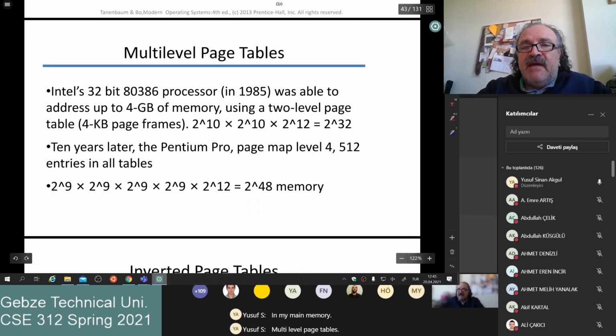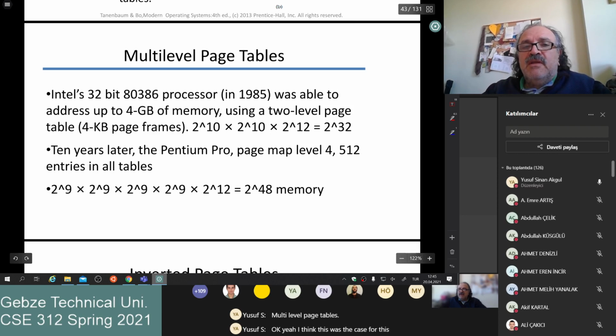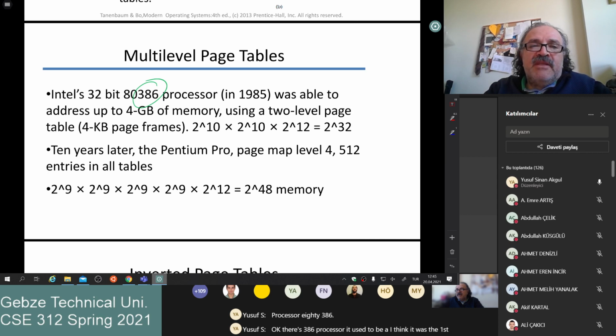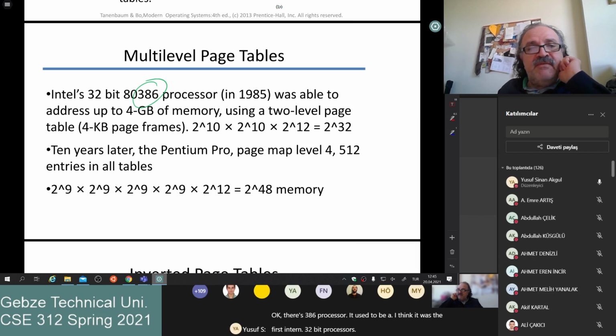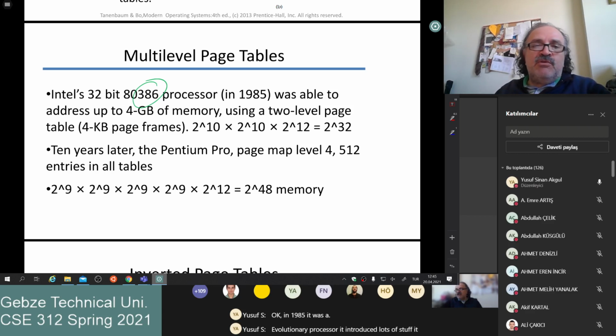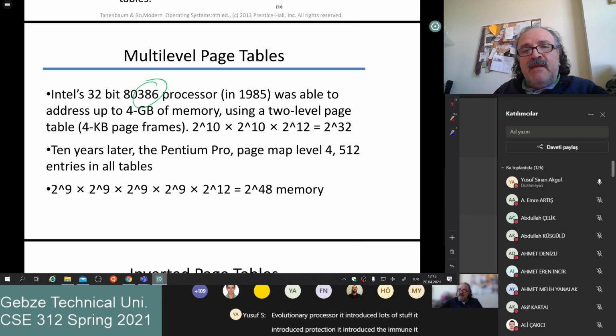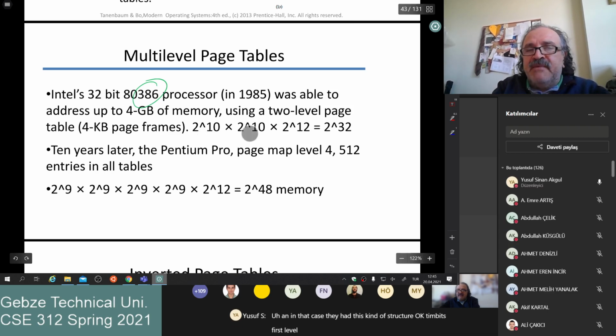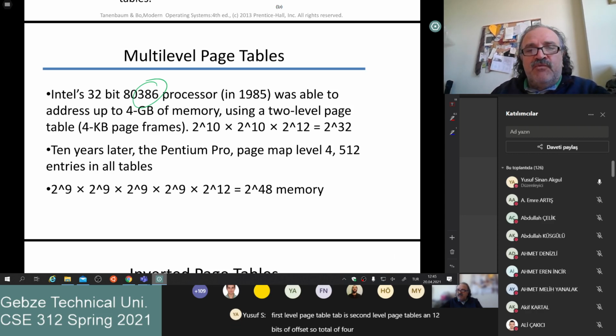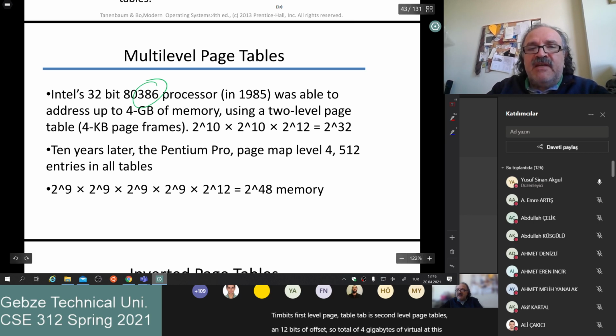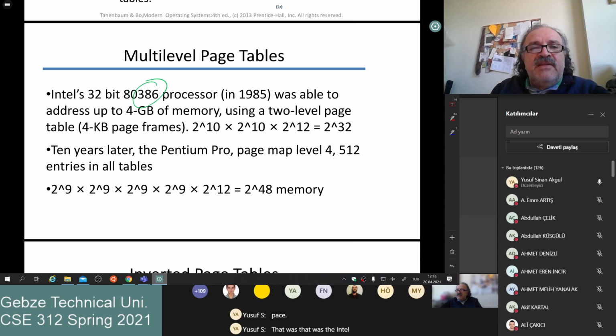I think this was the case for this old processor, the 386. This Intel 386 processor, I think it was the first Intel 32-bit processor, in 1985. It was a revolutionary processor. It introduced lots of stuff. It introduced protection. It introduced the MMU, etc. And in that case, they had this kind of structure: 10 bits, first level page table, 10 bits, second level page tables, and 12 bits of offset. So a total of 4 gigabytes of virtual address space. That was the Intel 386 processor.